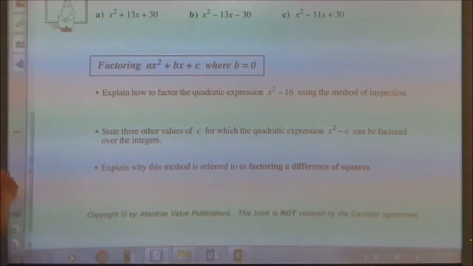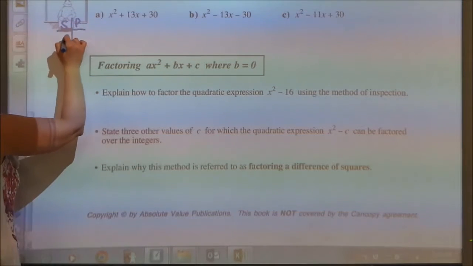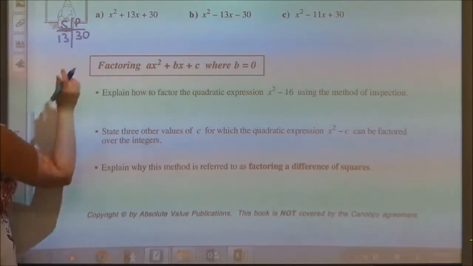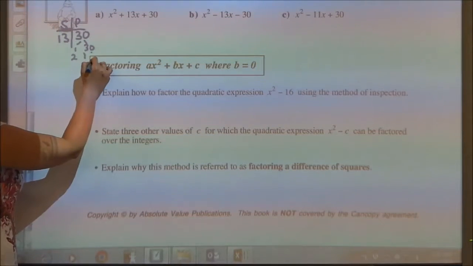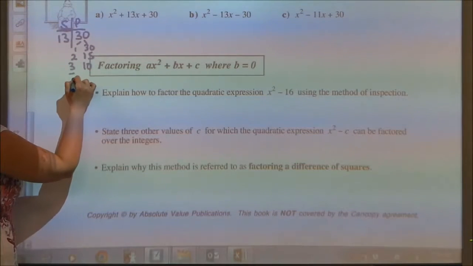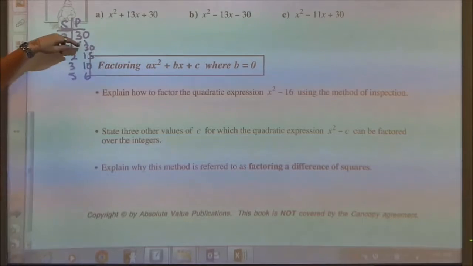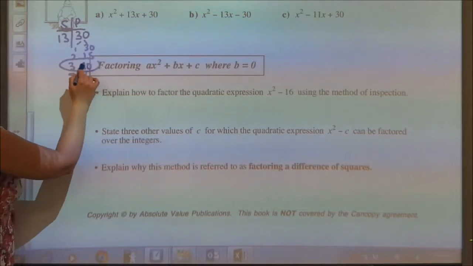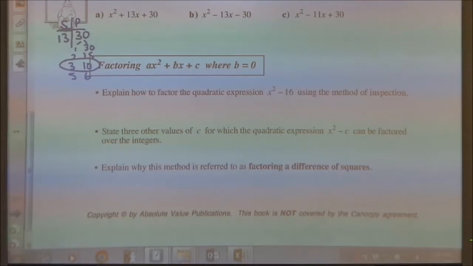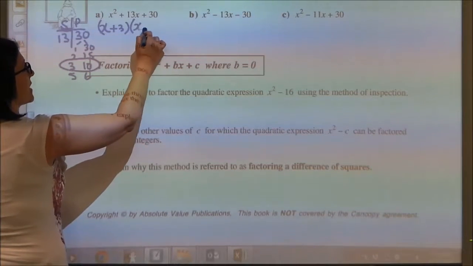So if I look at the first one, I've got a sum of 13 and a product of 30. So I think of all the numbers that multiply to 30. I've got 1 and 30, 2 and 15, 3 and 10, and 5 and 6. The product is positive, the sum is positive, which means both of these numbers have to be positive. Add them together. The one that matches up is the 3 and 10. So I'd have x plus 3 and x plus 10.